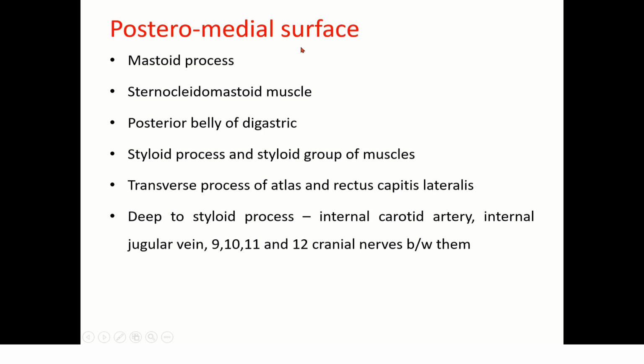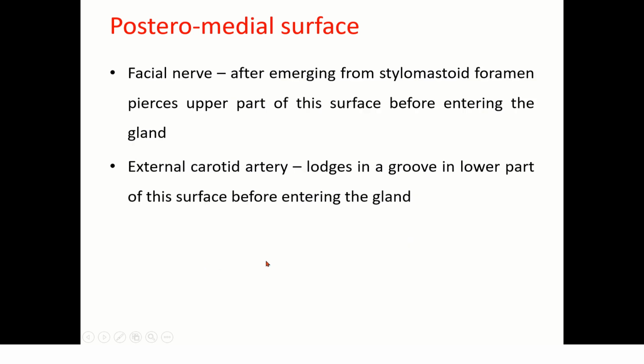Then the posteromedial surface is related to the mastoid process, sternocleidomastoid muscle, posterior belly of digastric, styloid process and styloid group of muscles, transverse process of atlas and rectus capitis lateralis. Deep to the styloid process, there will be the internal carotid artery, internal jugular vein, and the 9th, 10th, 11th, 12th cranial nerves between them. The facial nerve, after emerging from the stylomastoid foramen, pierces the upper part of this surface before entering the gland, and the external carotid artery lodges in a groove in the lower part of the surface before entering the gland.